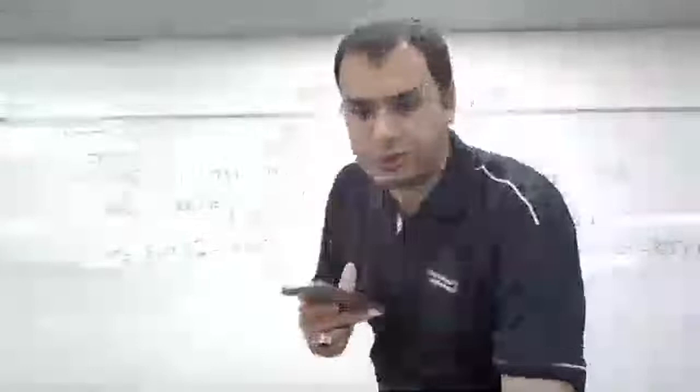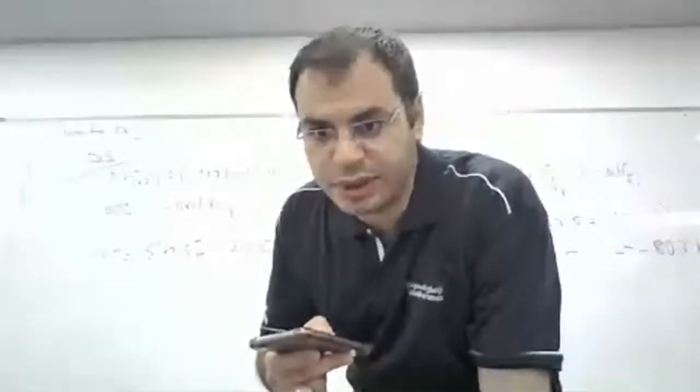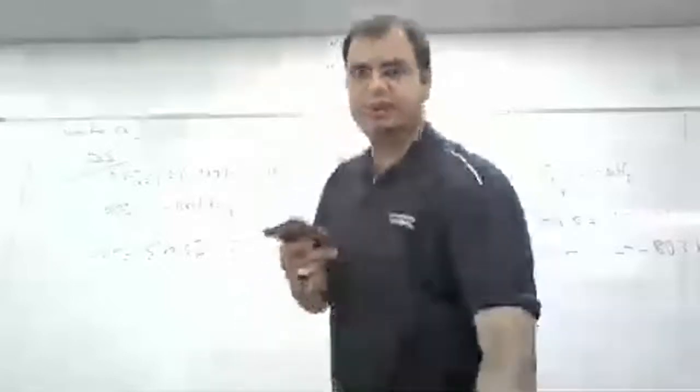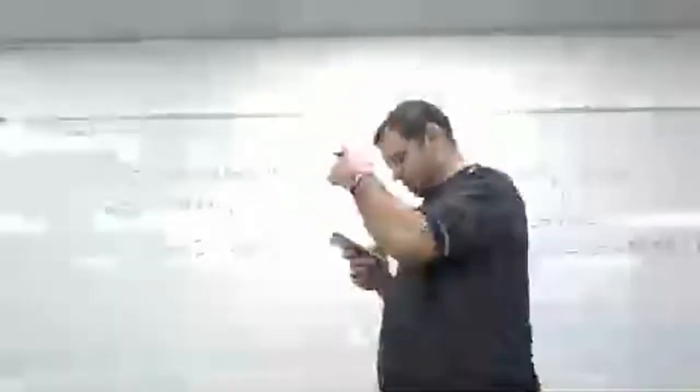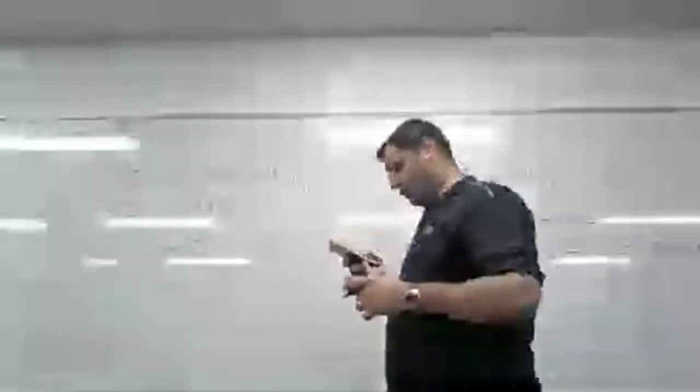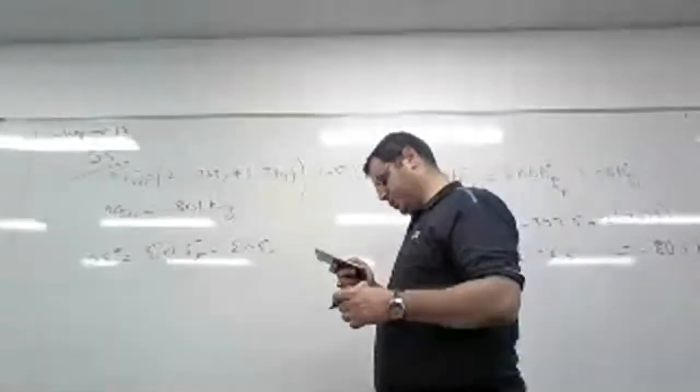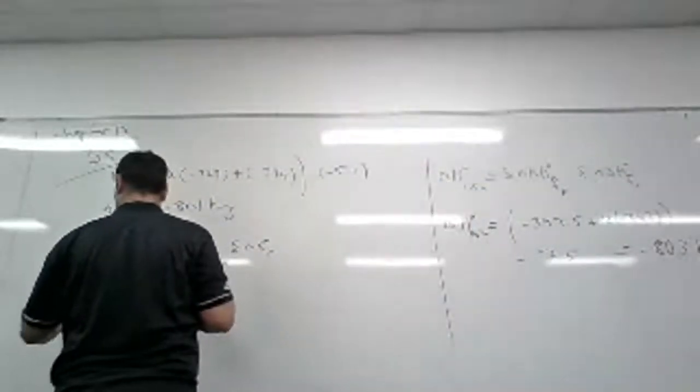G for CO2 is 394. So now for this one, how would we do it? It's the same story, right? Delta S.